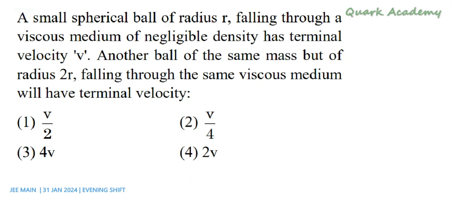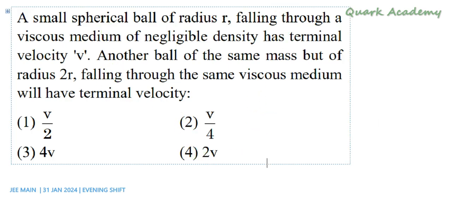This question is based on viscosity. There is a spherical ball which has a radius r. It is falling in a viscous medium, and that medium has negligible density. So this point is much important. Here the terminal velocity is v, and in another case, another ball with the same mass and radius 2r is falling. For this case, we need to find the terminal velocity.